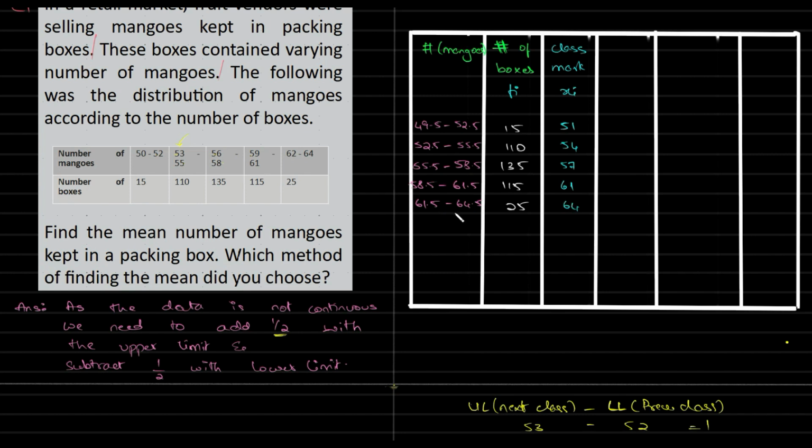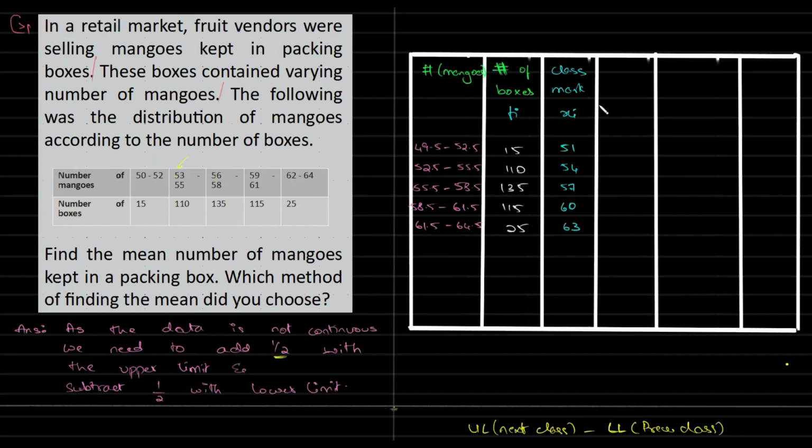No, we did something wrong because the average of 64.5 and 61.5 is not 64. Where did we go wrong? Here, right? Plus 3 is 60 and this is 63. Now just verify. 62 and 64, the average is 63. That's correct. And that's your xi.